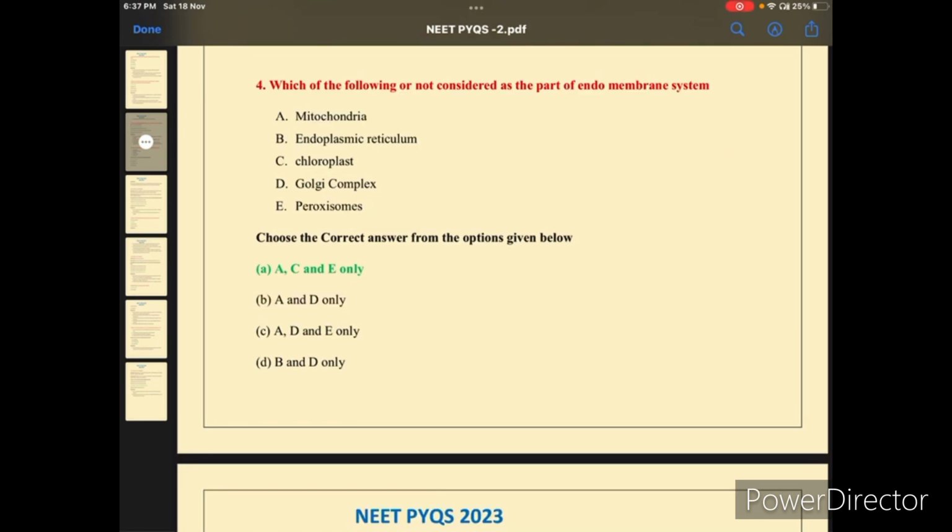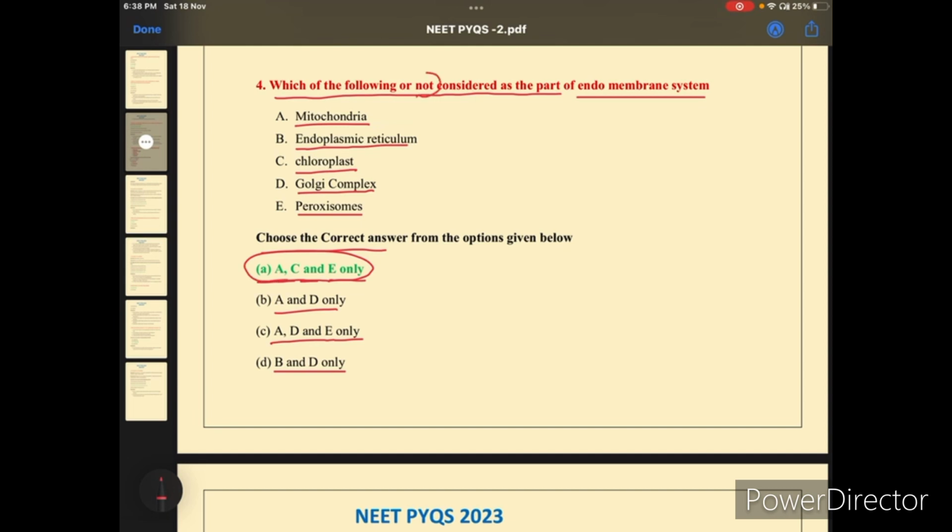So the next question, which of the following are not considered as a part of the endomembrane system? A. Mitochondria, B. Endoplasmic reticulum, C. Chloroplast, D. Golgi complex, E. Peroxisomes. And choose the correct answer from the options. Option A, A, C, E only. Option B, A, D only. Option C, A, D, E only. Option D, A and D only. And the correct answer is A, C and E only.